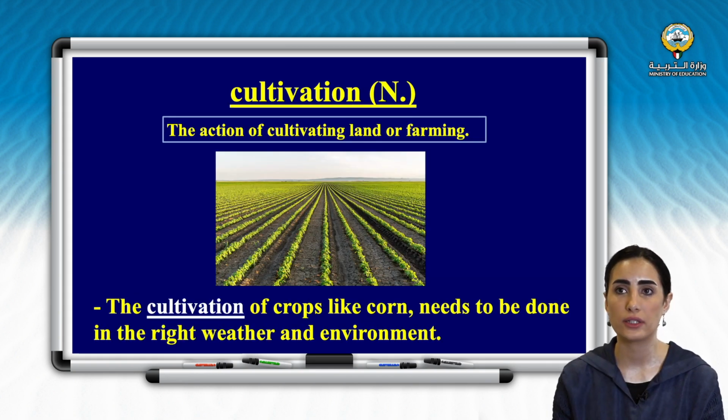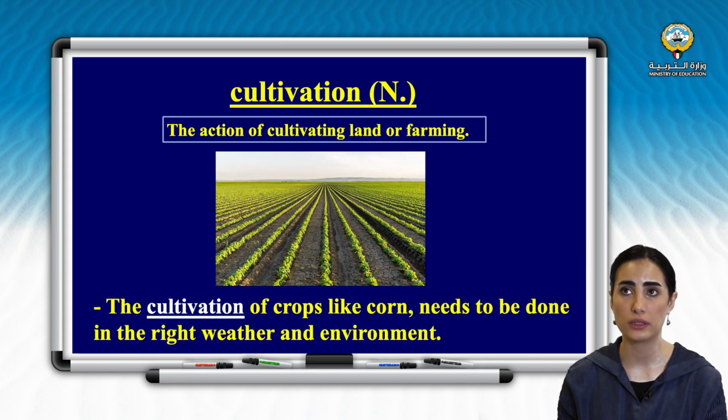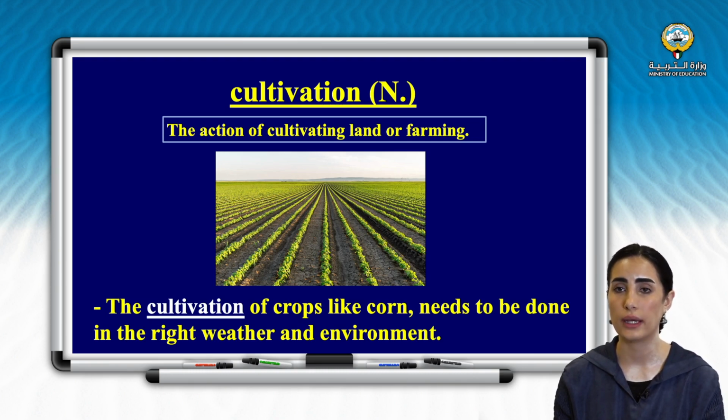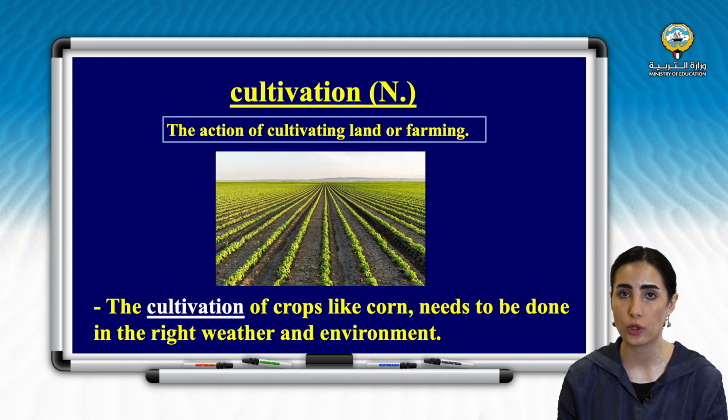Moving on to the next word, we have the word cultivation. So repeat after me. Cultivation. Cultivation. What part of speech is cultivation? It's a noun. Excellent. Now let's look at the example. The cultivation of crops like corn needs to be done in the right weather and environment.